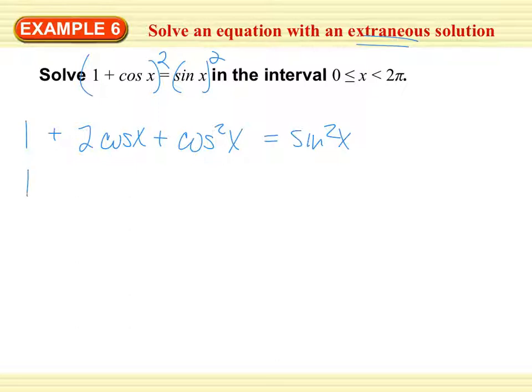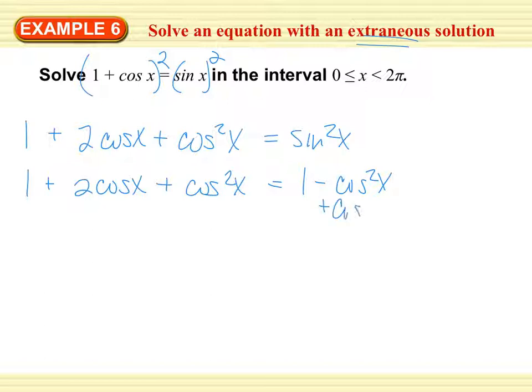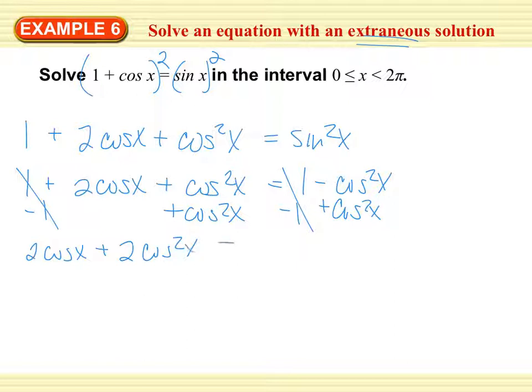With that sine squared x, I can actually substitute 1 minus cosine squared x. That's the Pythagorean identity. And now I'm actually going to add cosine squared x to both sides and subtract 1 from both sides. So I get 2 cosine x plus 2 cosine squared x equals 0. Factor a common factor out of there.